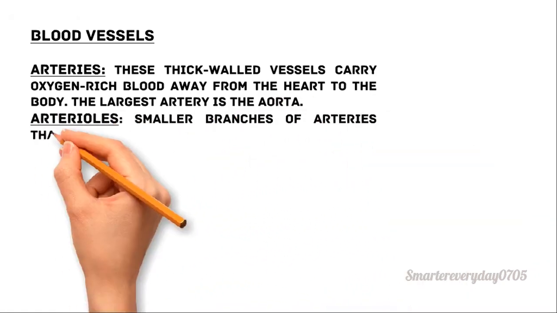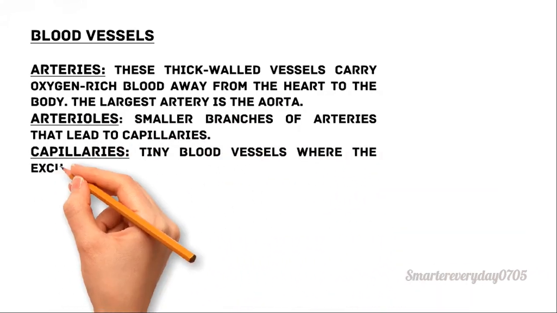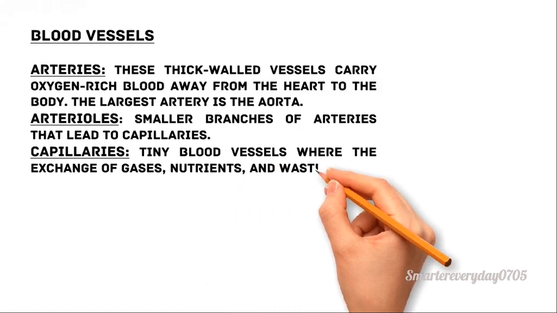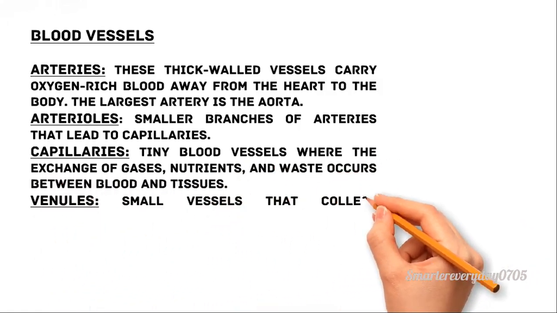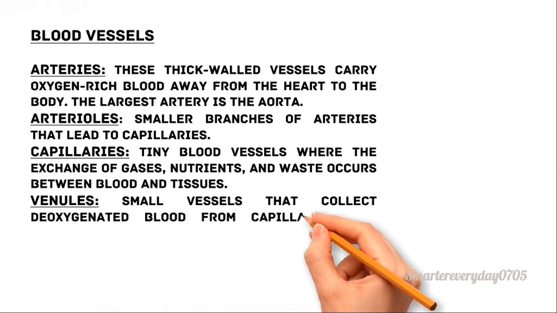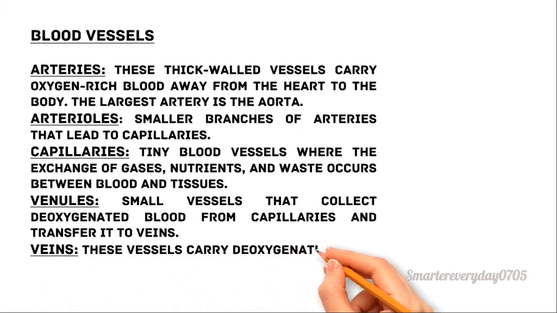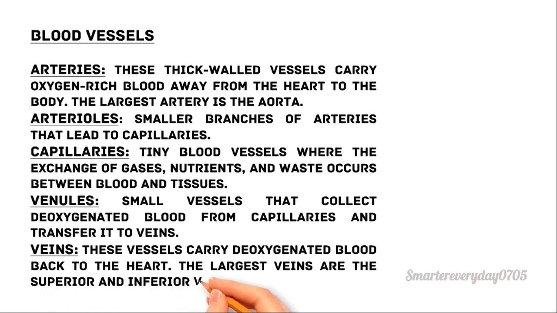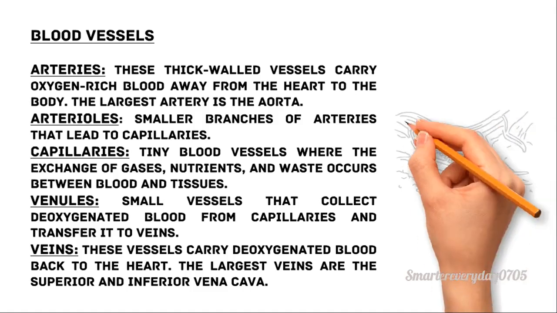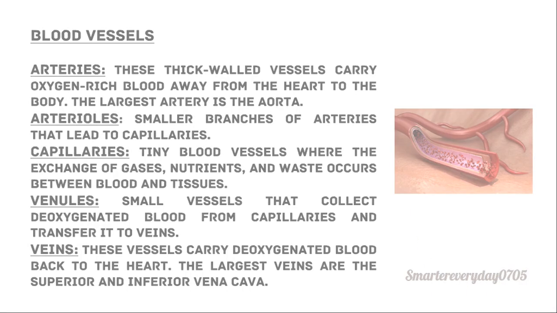Arterioles. Smaller branches of arteries that lead to capillaries. Capillaries. Tiny blood vessels where the exchange of gases, nutrients, and waste occurs between blood and tissues. Venules. Small vessels that collect deoxygenated blood from capillaries and transfer it to veins. Veins. These vessels carry deoxygenated blood back to the heart. The largest veins are the superior and inferior vena cava.